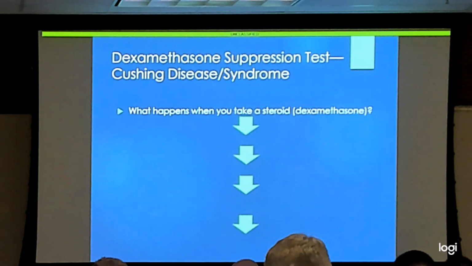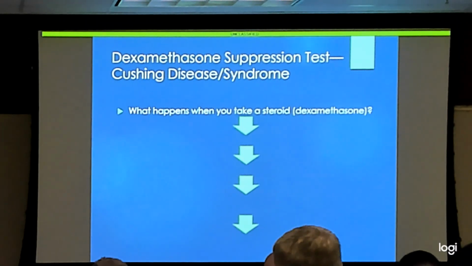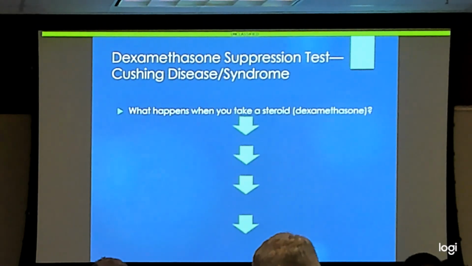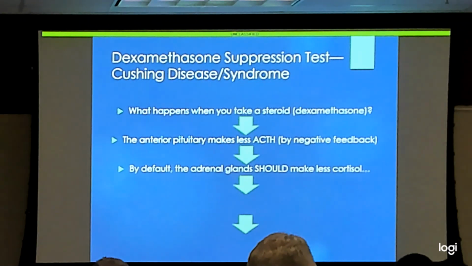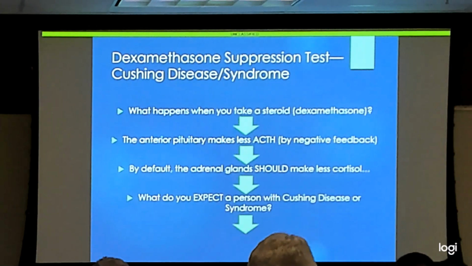All right, so if you have Cushing disease or syndrome, it depends on where it's coming from. When you take a steroid, which is dexamethasone, what should happen didn't happen, right? Either the pituitary makes less ACTH by negative feedback, that should happen. If it's Cushing disease, that didn't happen either. By default, they should make less cortisol, but some of your disease or syndrome has more cortisol. So getting the ACTH will help you determine where it's coming from, okay?